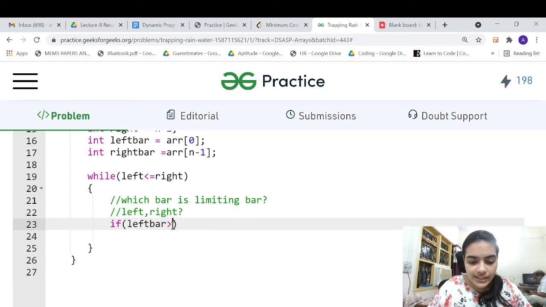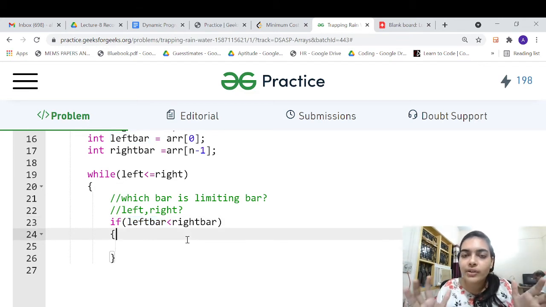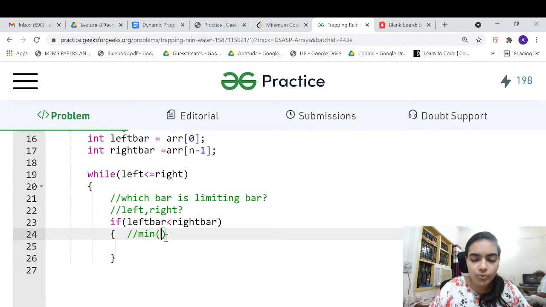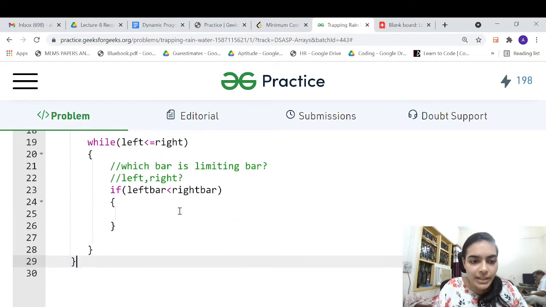So if left bar is less than right bar, we don't care about the right bar in this case. That means left bar is the limiting one. So if you have to find the answer, you have to use the left bar, because you are taking the minimum of both the bars, right? So the answer will be the left bar, because left bar is anyway less than right bar. Okay, so that will be the answer.